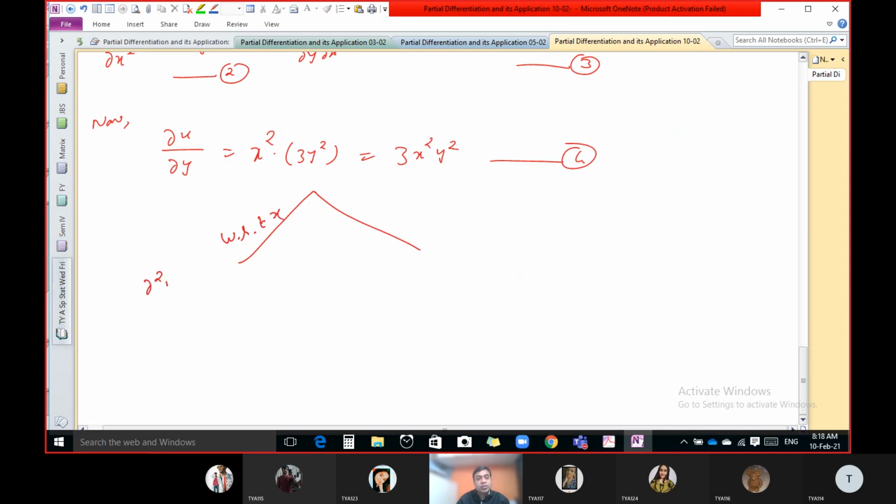Now differentiate this with respect to x. So we get delta square u upon delta x delta y. Tell me the answer. Differentiate 3x square y square with respect to x: 6xy square. Correct. And differentiate this with respect to y: 6x square y. Correct. Perfect. So this is equation 5, this one is equation 6, and that is the end of the example.